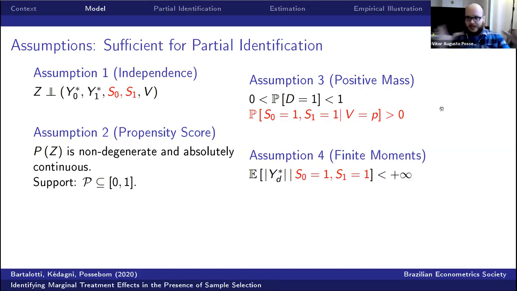So we do need it to have a connected support. We also have to assume that there is a treatment group. So there is a positive mass for the treatment group. But we also have to impose that our subpopulation of interest has a positive mass for every value of the latent heterogeneity variable. Finally, we have to impose that some first moments are finite.